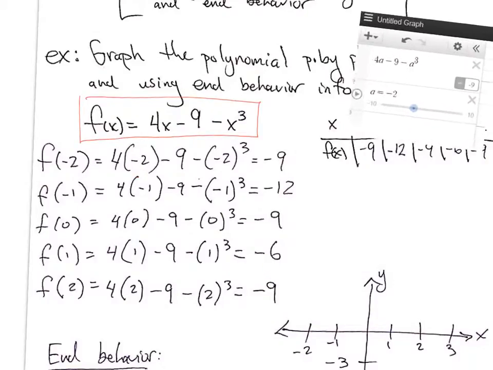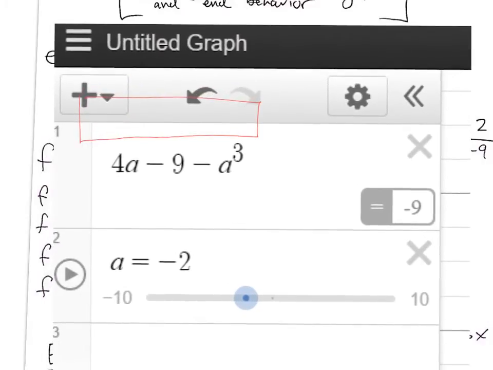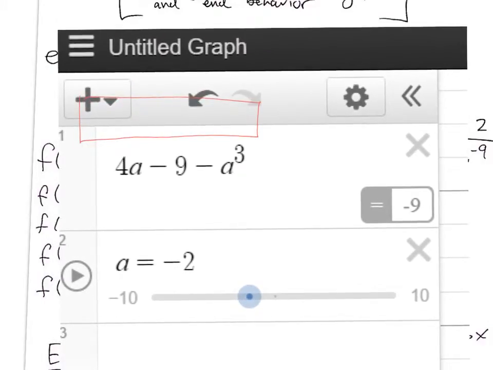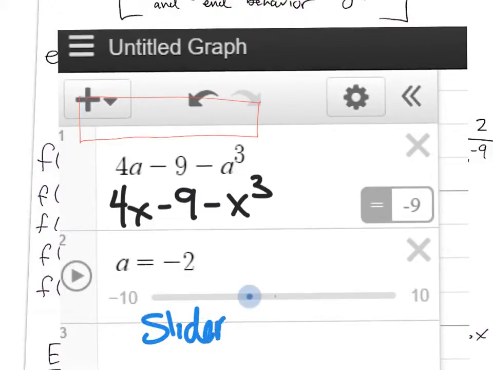And the trick is, if you're using Desmos, so in Desmos, I started typing in the equation. Notice how I didn't type in the f of x, okay? This is like 4x minus 9 minus x cubed. But instead of using the x, I used some other variable. And as soon as I started typing in that other variable, Desmos said, "Do you want a slider?" And I said, "Yeah." And so what this will show up down below, and all you need to do is slide this back and forth.